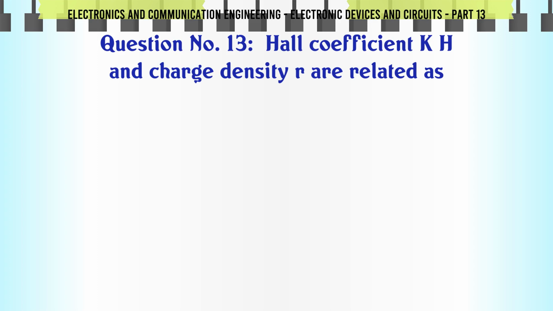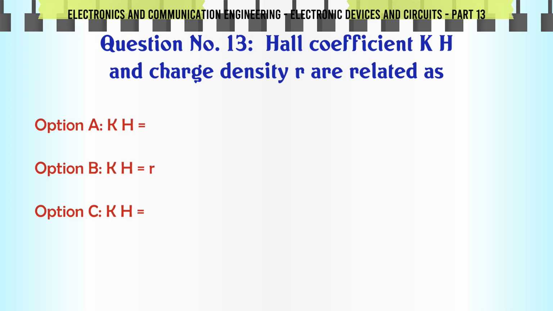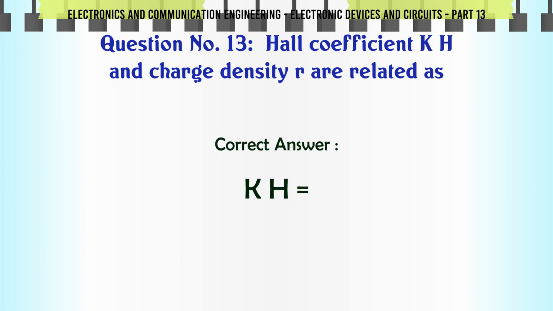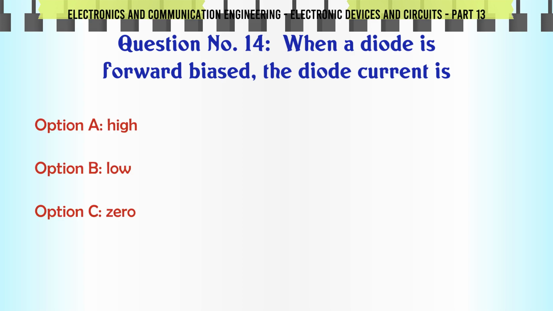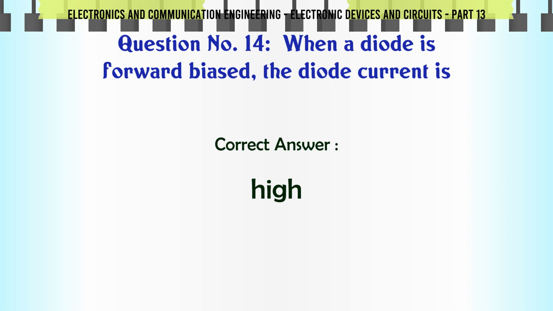Hole coefficient Kh and charge density R are related as: A. Kh, B. Khr, C. Kh, D. Khr^1.2. The correct answer is Kh. When a diode is forward biased, the diode current is: A. high, B. low, C. 0, D. low or 0. The correct answer is high.